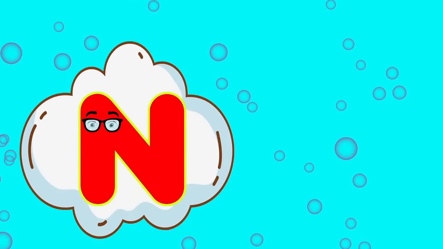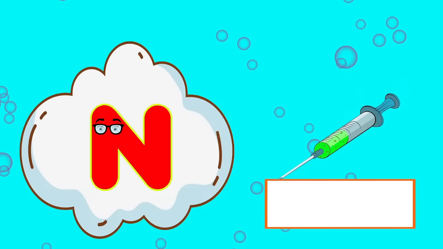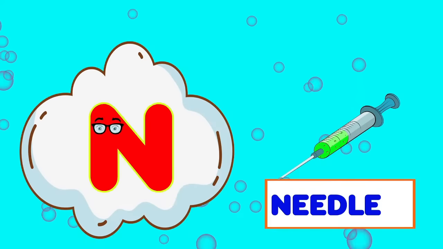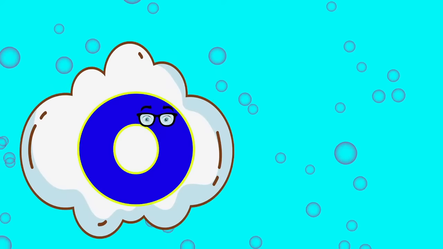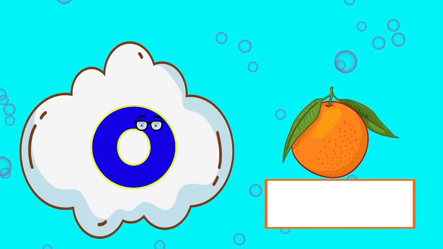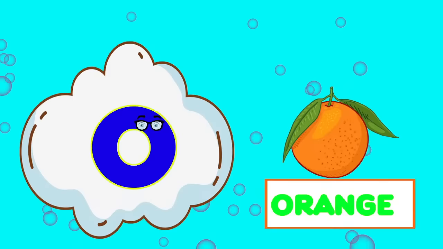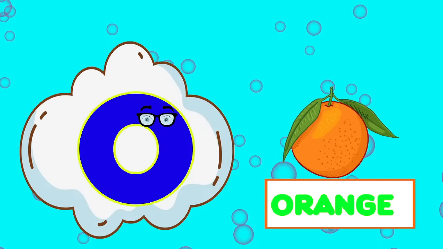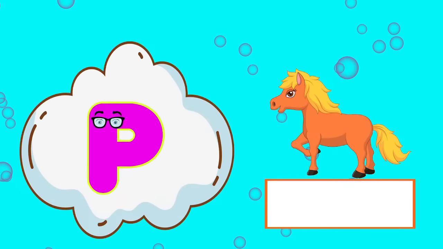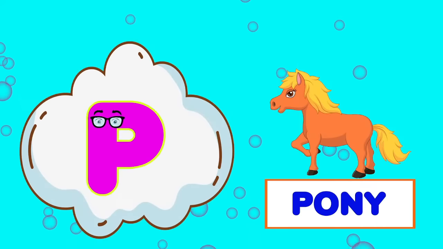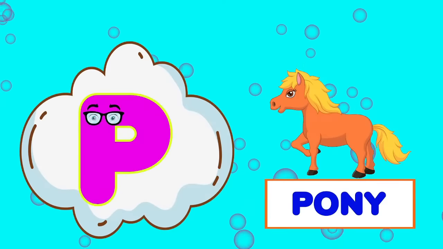N is for needle, n, n, needle, N, needle. O is for orange, o, o, orange, O, orange. P is for pony, p, p, pony, P, pony.